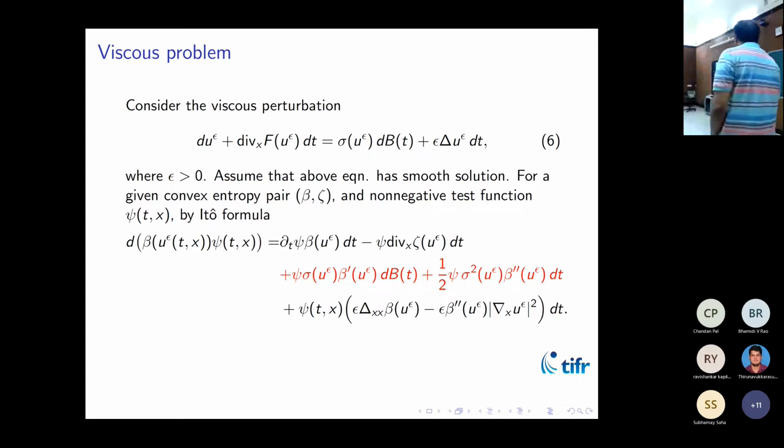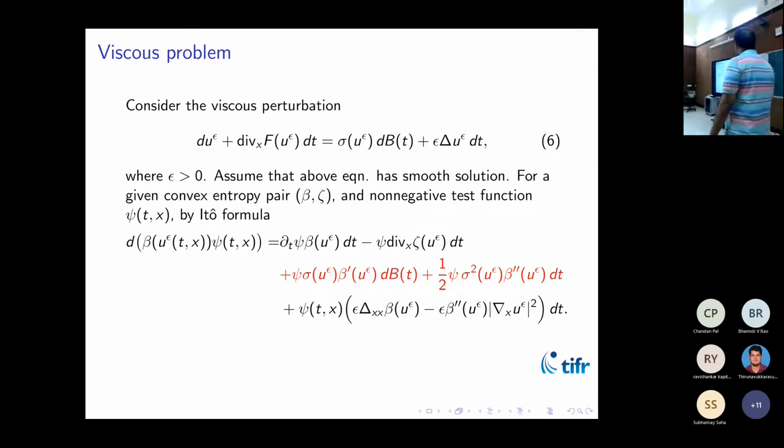Now, what really happens is the last term, this beta double prime, and then you have this other negative term, right? This beta is chosen to be convex, so beta double prime is non-negative. Therefore, that other term, though it is a very bad term, it is basically epsilon times grad u squared and so on. That will be a singular term, but it has a sign. So if you neglect the sign, this equality will become less than or equal to.